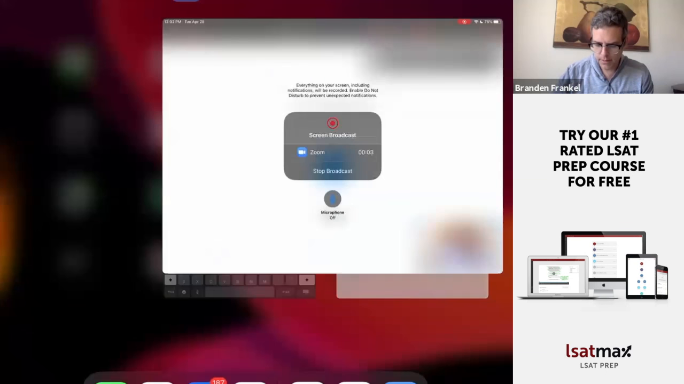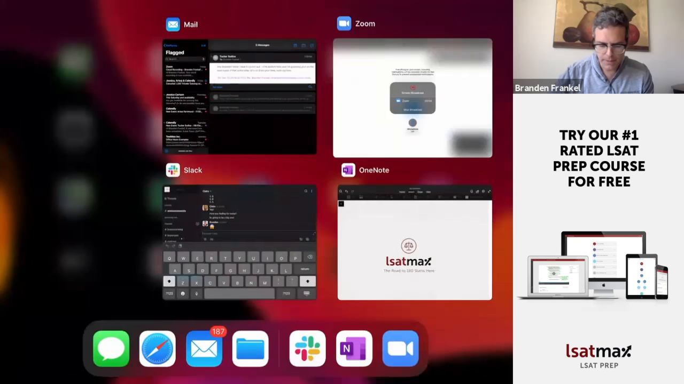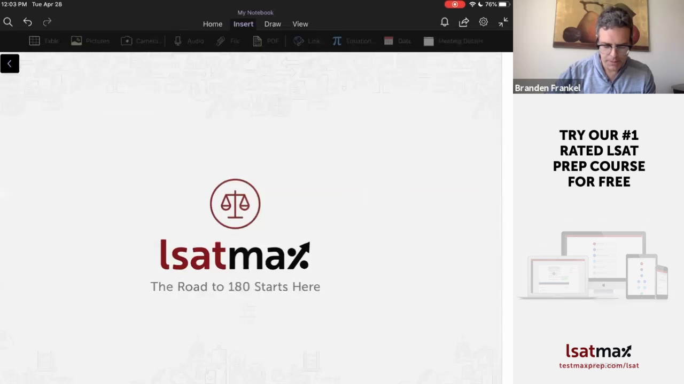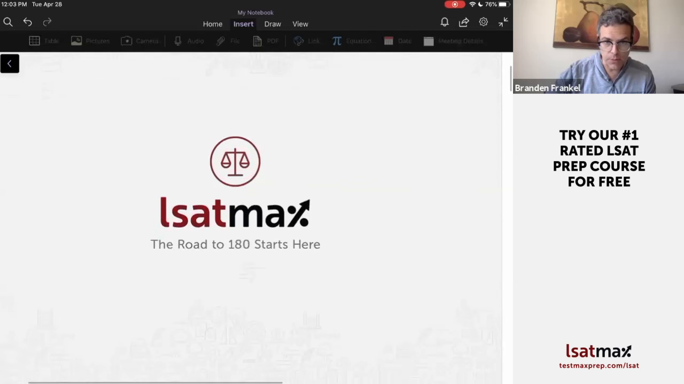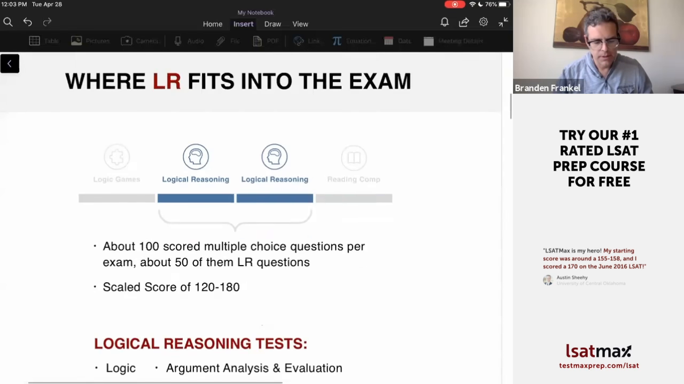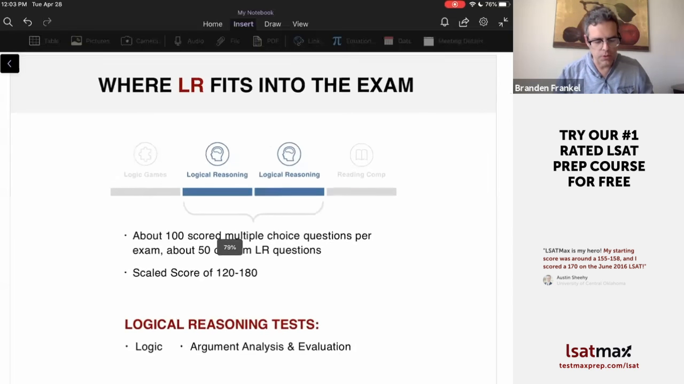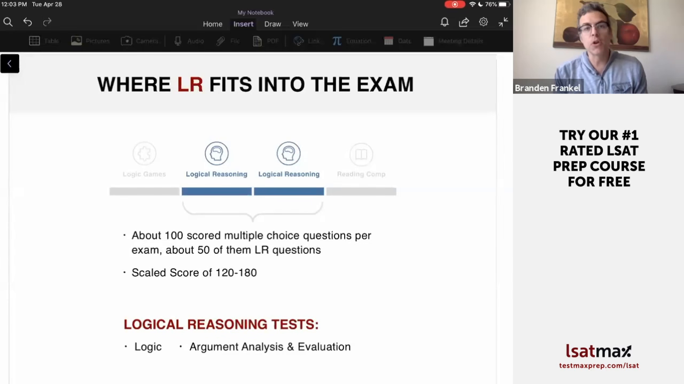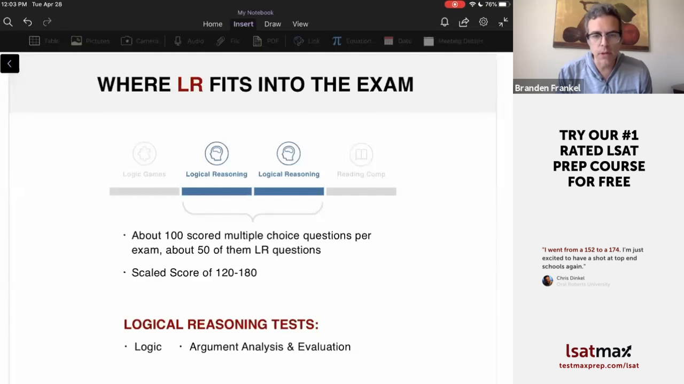All right, so hopefully you can see my screen. LSATMax, the road to 180 starts right here. So on the first page of this presentation that we're going to work through, there's a bunch of information that applied for a long time, and then the LSAT Flex came along and changed things. And so let me just talk to you guys for a second about what the LSAT Flex is.